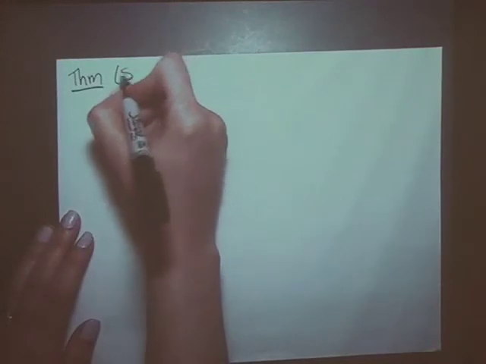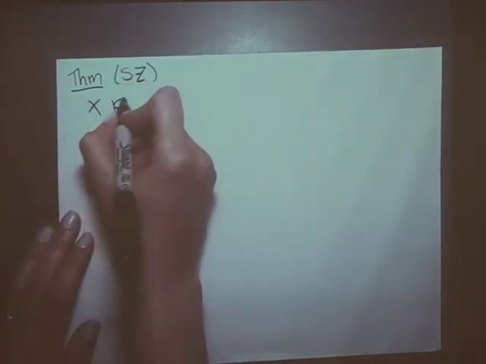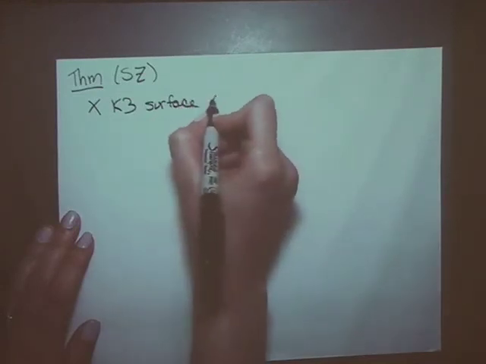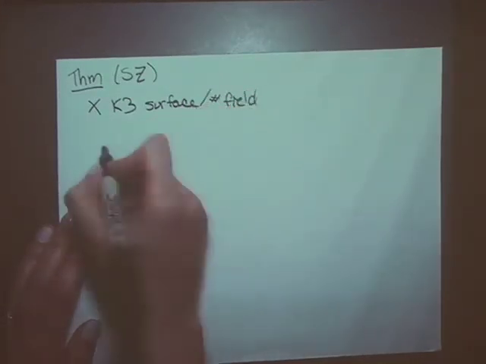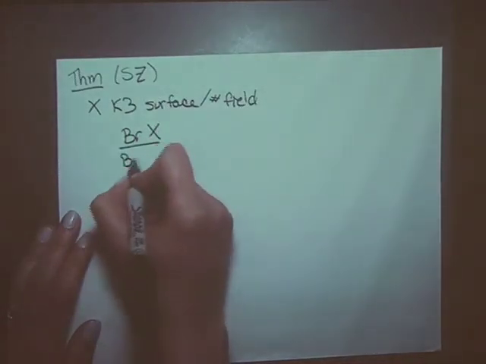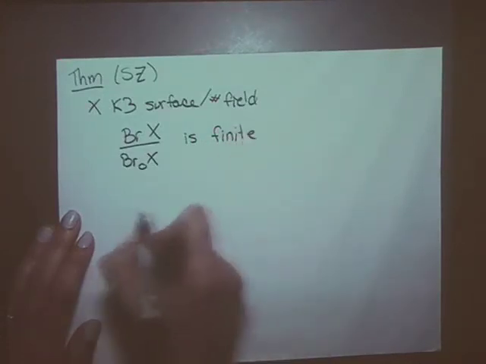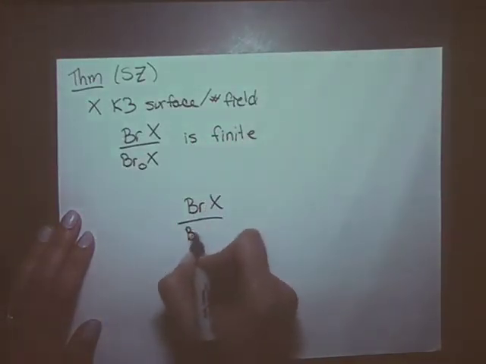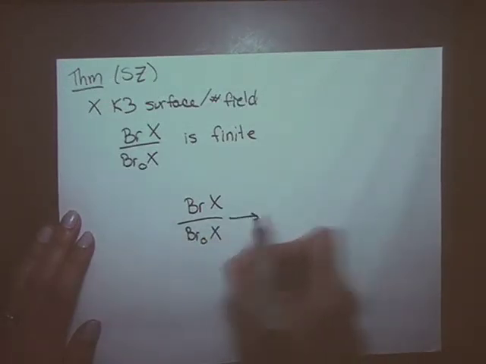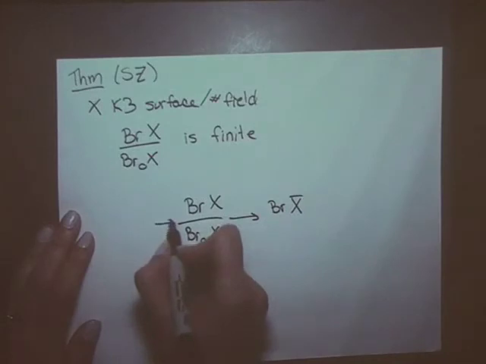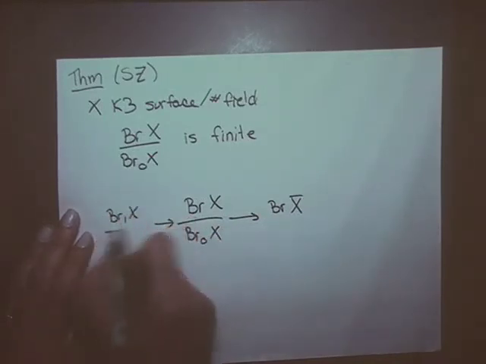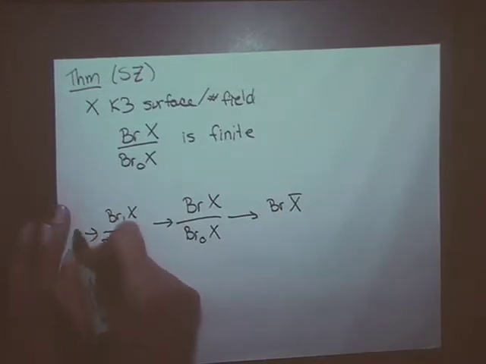Somewhat surprisingly, I'm just going to mention this as a remark, Skorobogatov and Zarhin have shown that if X is a K3 surface over a number field, then Br X mod Br_0 X is finite. Okay, so we have Br X mod Br_0. That goes to Br X-bar. And then the kernel of this is Br_1 by definition.